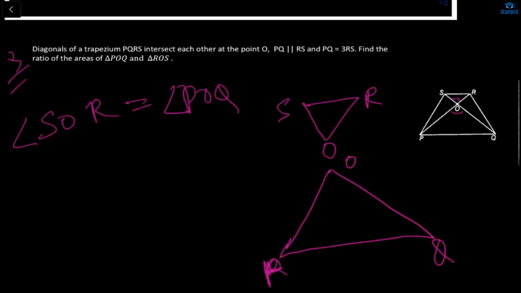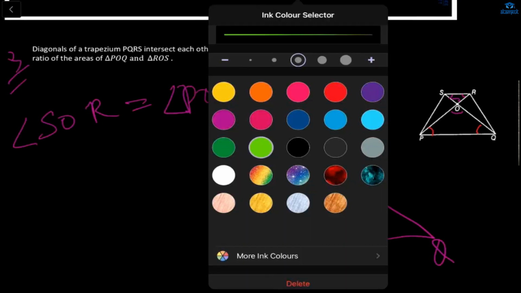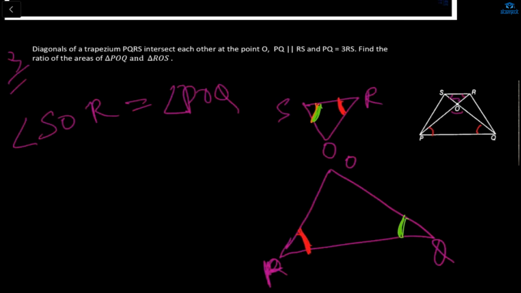Now two more angles. In the smaller triangle they are this, and in the bigger one they are this. Now how can you say that? See, SR is parallel to PQ, and these lines are intersecting, that means this angle will be equal to this angle, and this angle, both are the same color, will be equal to this angle. If SR is not parallel to PQ, then you cannot say that.